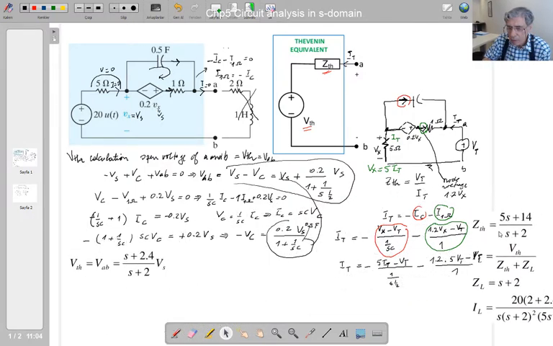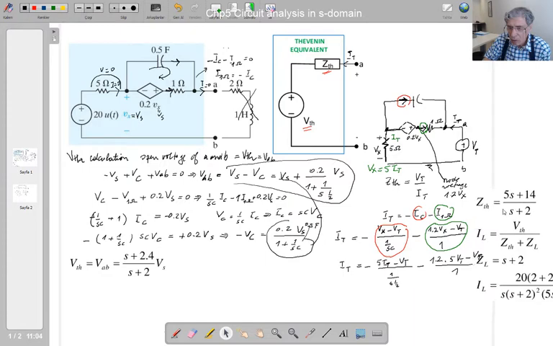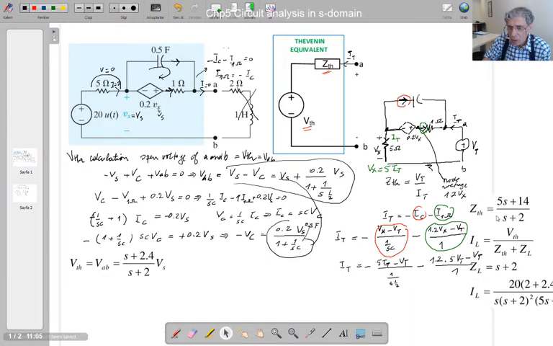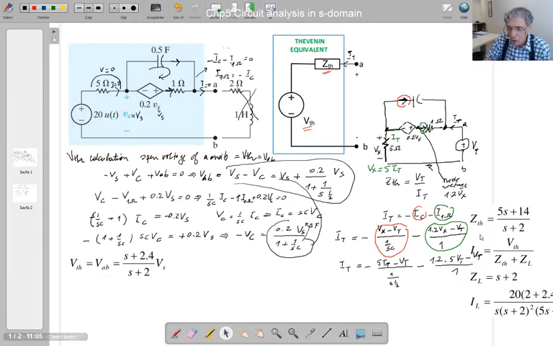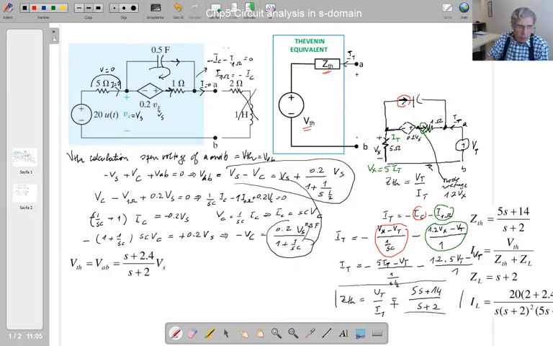ZTH. So I'm talking about, if you do this calculation here, you're going to have ZTH equal to VT over IT, and this is equal to 5S plus 14 over S plus 2. So we calculate ZTH here and VTH here.